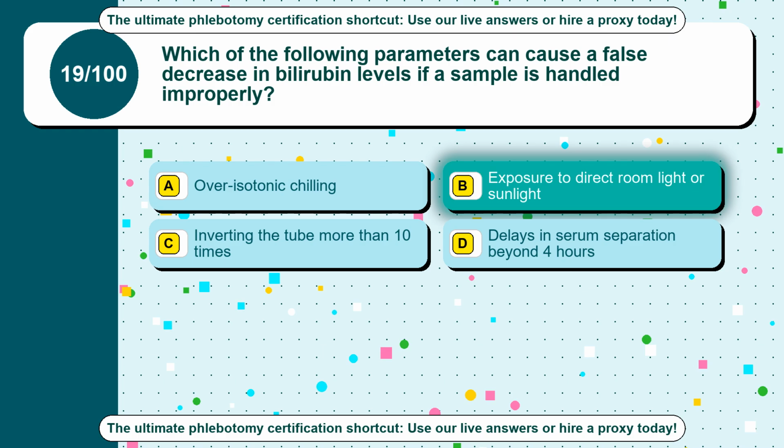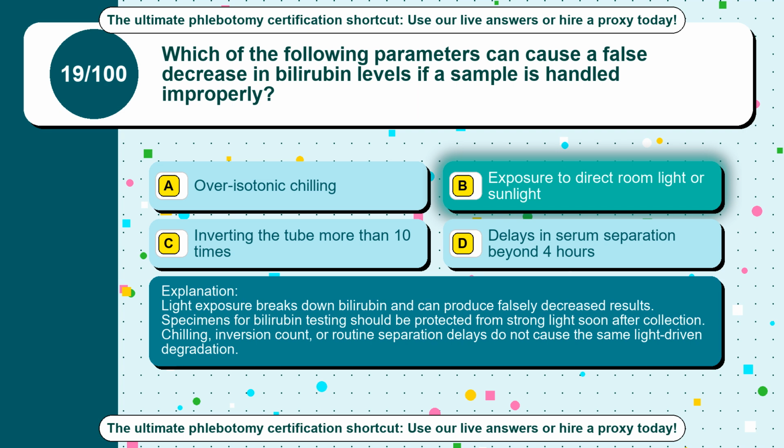The correct answer is option B, exposure to direct room light or sunlight. Light exposure breaks down bilirubin and can produce falsely decreased results. Specimens for bilirubin testing should be protected from strong light soon after collection. Chilling, inversion count, or routine separation delays do not cause the same light-driven degradation.